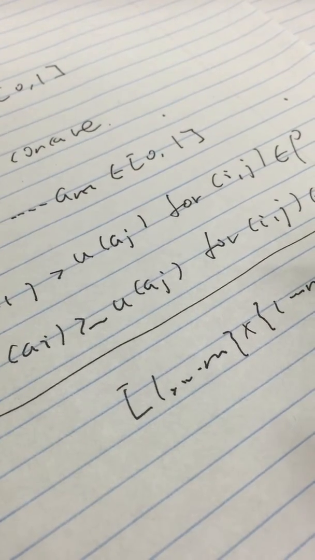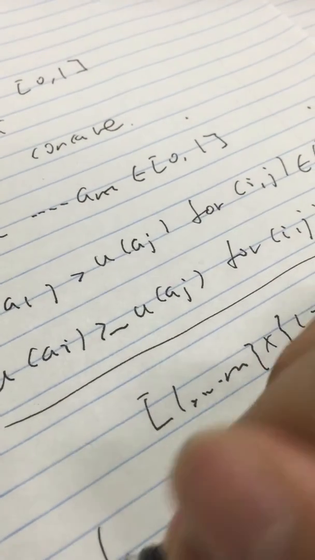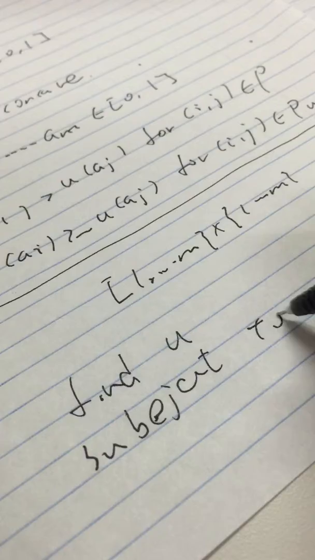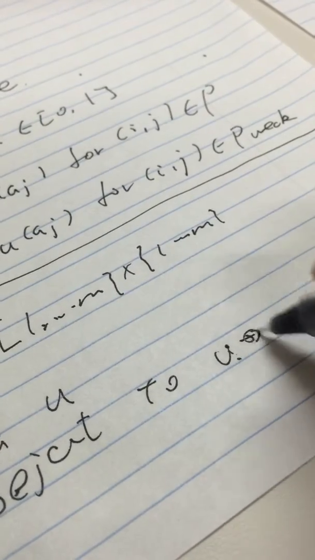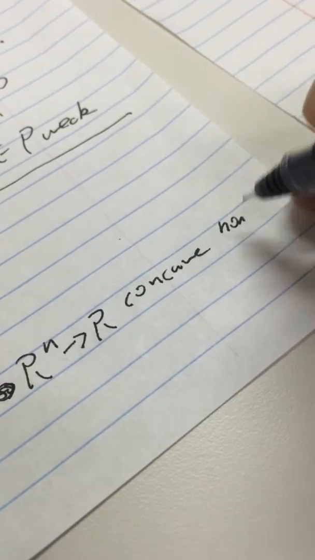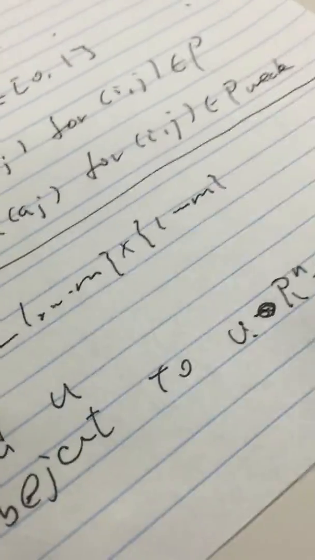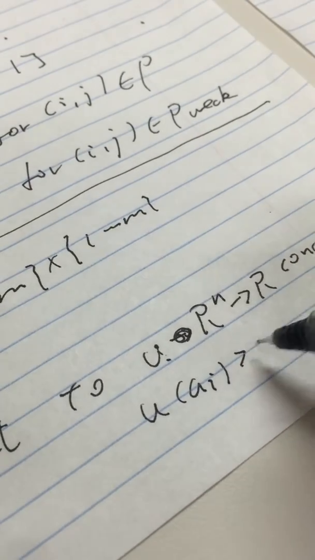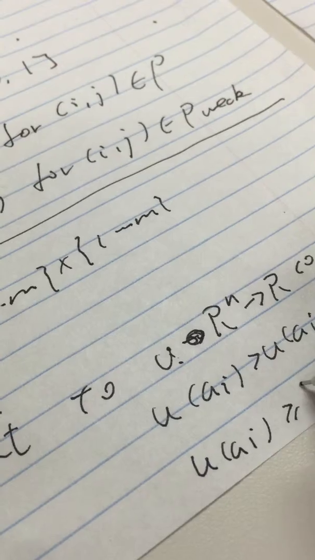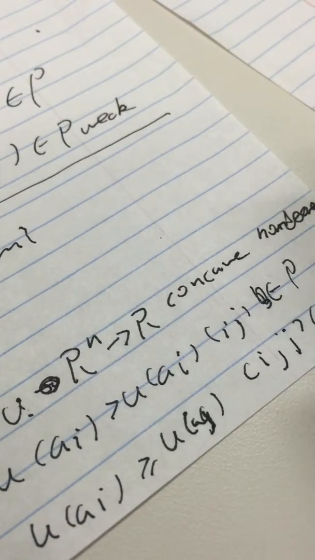For example, whether or not there exists a concave non-decreasing utility function U for which this holds. This is equivalent to solving the feasibility problem: find U, subject to U is concave and non-decreasing, U(Ai) greater than U(Aj) for (i, j) belonging to P, and U(Ai) greater than or equal to U(Aj) for (i, j) belonging to P weak, with the function U as the optimization variable.